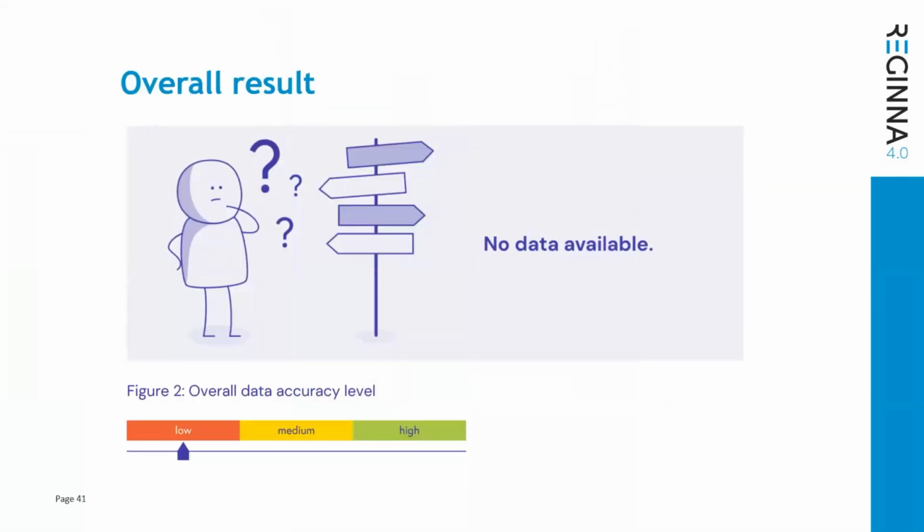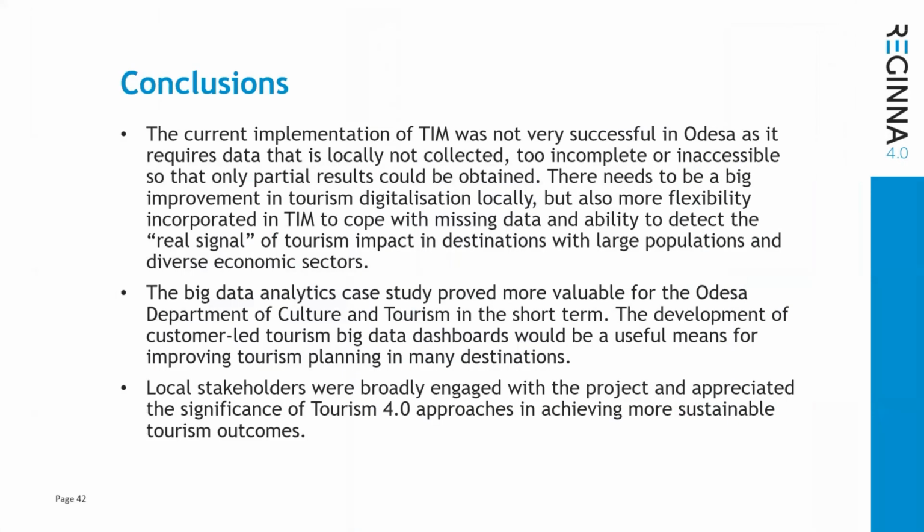Well, overall, for Odessa, our data accuracy level was low. A lot of data was not available. And so we conclude that using this model in Odessa was not very successful for all the reasons I've mentioned so far. And there is a need for a huge amount of tourism digitalization in, well, not just Odessa, but in Ukraine generally for tourism destinations, if the local authorities are going to have any handle on what actually is going on in their destinations. And that actually was a result in itself, because digitalization is a major EU objective.